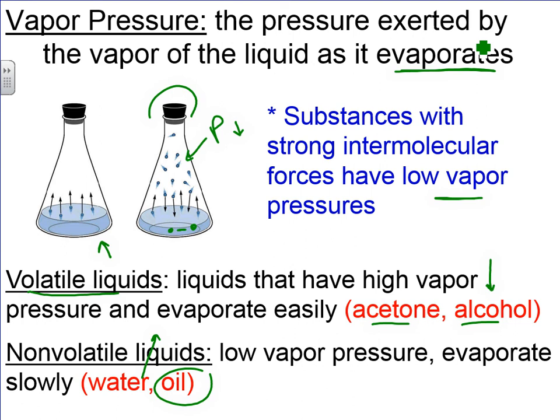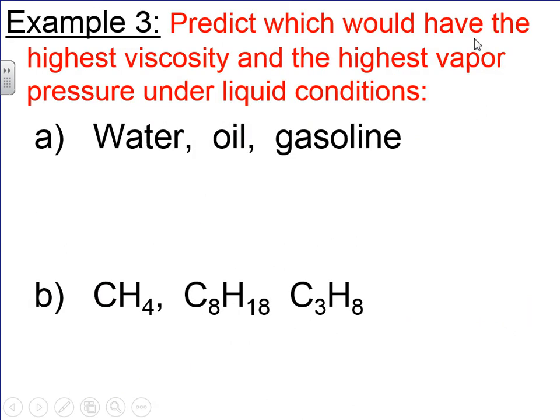Alright, let's finish up with this one, and I think there's one more slide to wrap up the second video. Predict which would have the highest viscosity and the highest vapor pressure under liquid conditions, which means we're assuming all three of these are liquids. Now here, just from your knowledge of water, oil, and gasoline, we know that oil has a pretty high boiling point compared to water. We know that gasoline vaporizes easily as compared to water. So we think that oil has the strongest bonds, and this is true. Oil does have the highest viscosity.